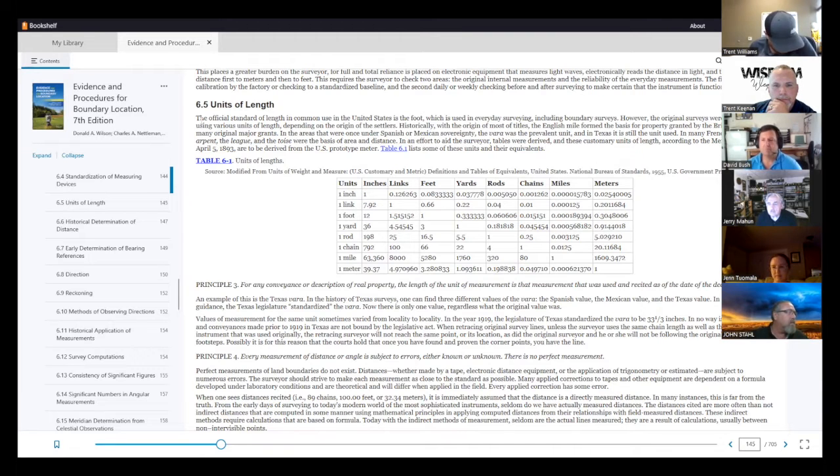However, the original surveys were conducted using various units of length, depending on the origin of the settlers. Historically, with the origin of most titles, the English mile formed the basis for property granted by the British Crown. For many other major grants in the areas that were once under Spanish or Mexican sovereignty, the vara was the prevalent unit. In Texas, it is still the unit used. In many French areas, the arpent, the league, or the toise, which was a new one for me, were the basis of area and distance. I don't think I'd ever heard that one. Anyone else come across any other units of measurement or any interesting calls in deeds?